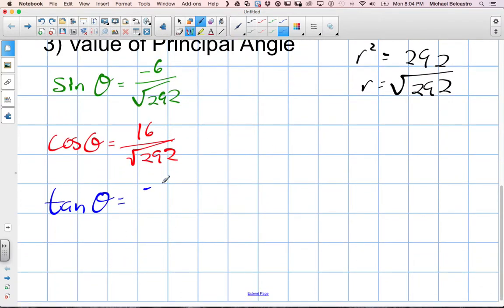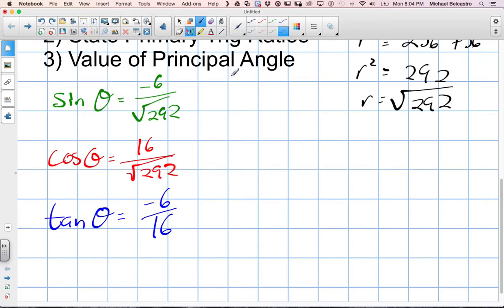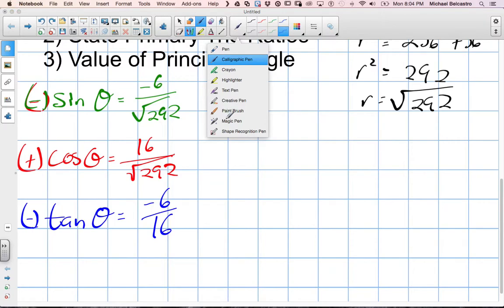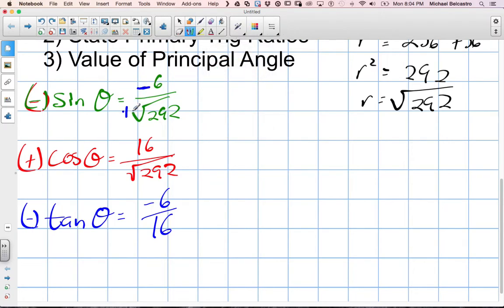So -6 over 16. Now, we talked about how cos was going to be the only positive one, and the other two were both going to be negative, right? Oops, let's make that green. And tangent will be negative. Well, let's take a look at the ratios. What is a negative divided by a positive? Negative, so that checks out. There's going to be some value, whatever the ratio is, but it's going to be a negative value. A positive divided by positive is going to be a positive, and a negative divided by positive is going to be a negative again, and that will always work out.